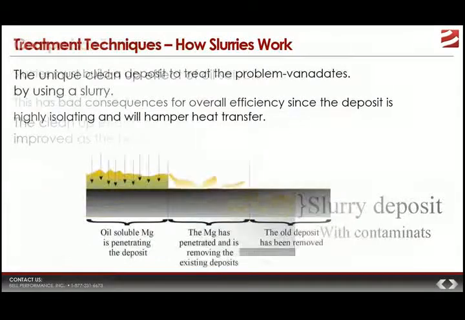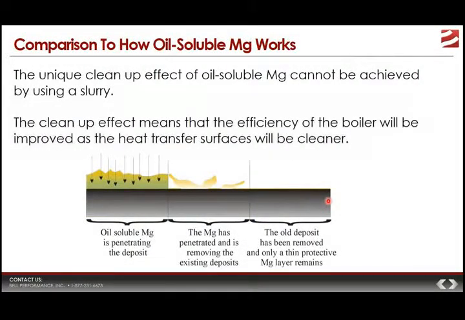Now, compare this to how an oil-soluble magnesium system works. Oil-soluble magnesium, which would be either a carboxylate or a sulfonate, works in a markedly different fashion, and we try to illustrate that here. Oil-soluble magnesium can have a cleanup effect that we referenced earlier. It offers a cleanup benefit that you really cannot get from magnesium slurries, and that is a big deal. What you see here in this illustration is that the oil-soluble magnesium is delivered along with the fuel oil, and when it reaches the deposits, it actually starts penetrating the deposits that are already on this boiler tube.